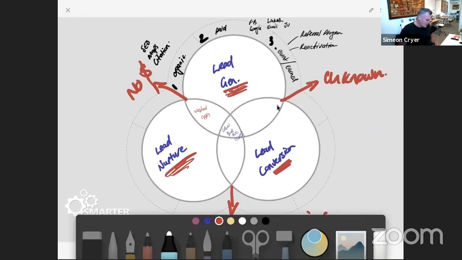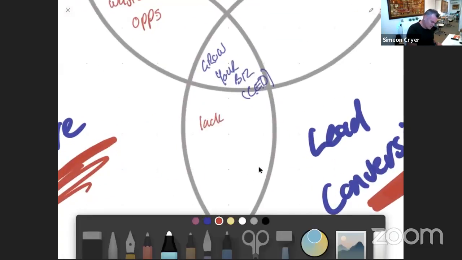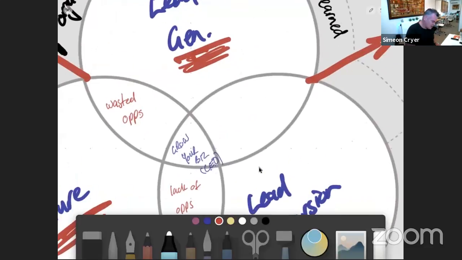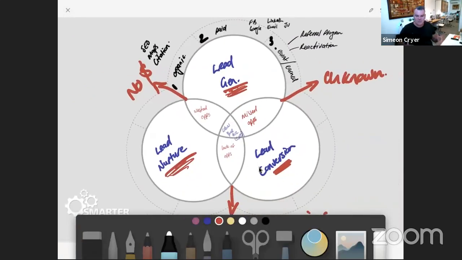In a similar way, if you have lead nurture over here and lead conversion without any lead generation, then you've got a lack of opportunities. A lack of ops, right? And thirdly, if you've got what most digital marketers do, where they have lead generation and lead conversion without the lead nurture, then you've got missed opportunities, missed ops. And the reason why they're missed ops, as we've talked about, is because you're unknown. There's no social proof. There's no reason to trust you.